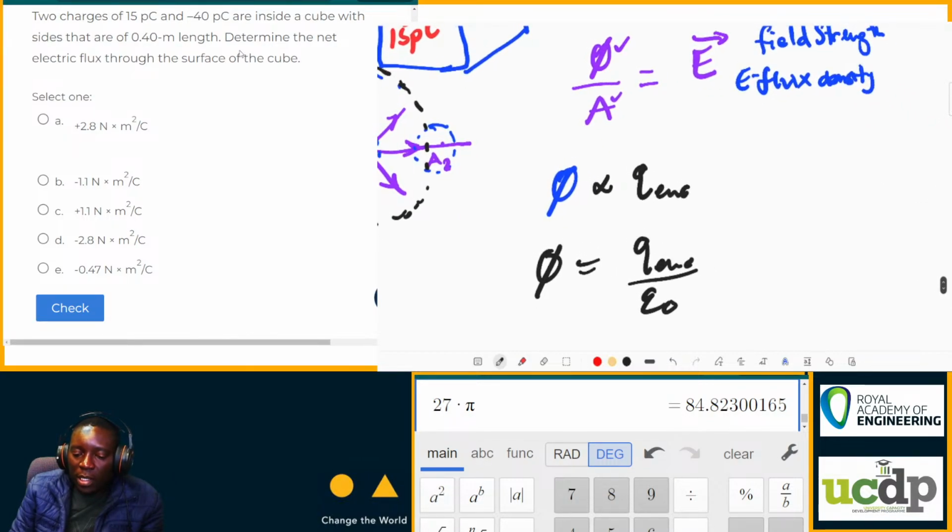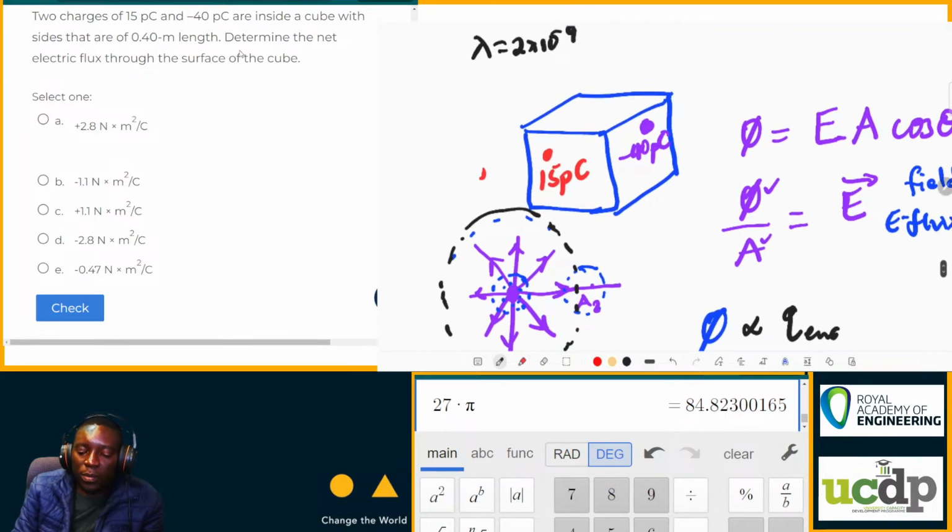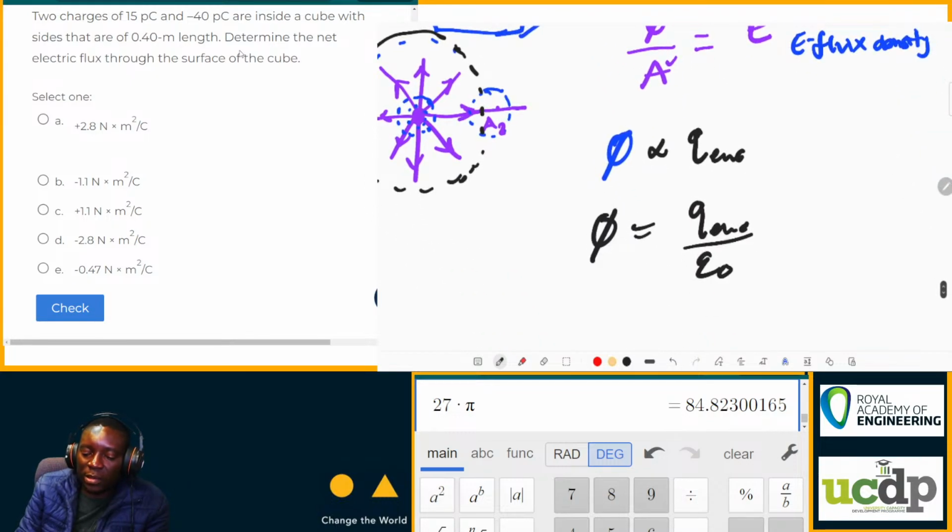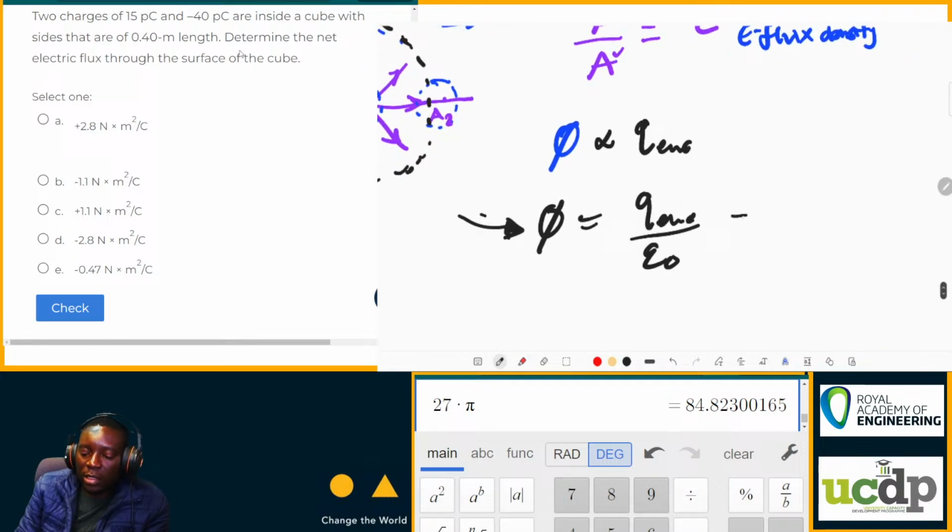So now we have this setup, a cube. Regardless of what the shape of this Gaussian surface is, we want the flux through the surface of the cube, which has 6 faces. We don't care what the shape is, but we just use Gauss' law, the Gaussian expression, which says the flux is directly proportional to the enclosed charge. So the total enclosed charge in this case is 40 picocoulombs plus 15 picocoulombs.